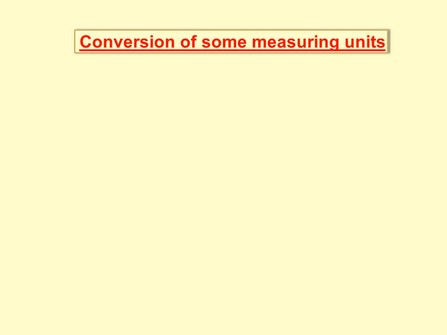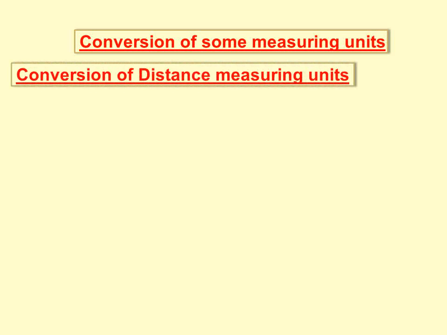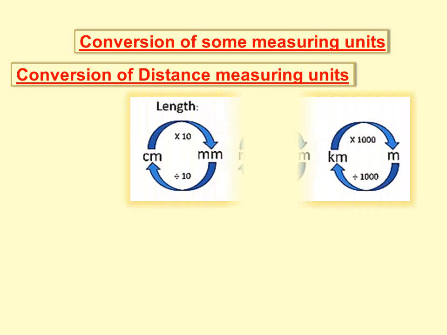We have here some conversion of measuring units for the speed. The first one is distance and the second one is time. So, conversion of distance measuring units, here we have the length. We have the biggest one here, kilometer, then meter. So we can change from kilometer to meter times 1000, from meter to centimeter times 100, from centimeter to millimeter times 10.